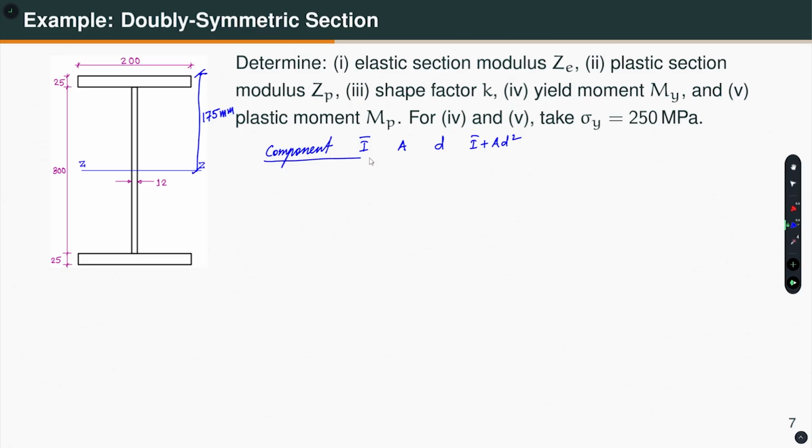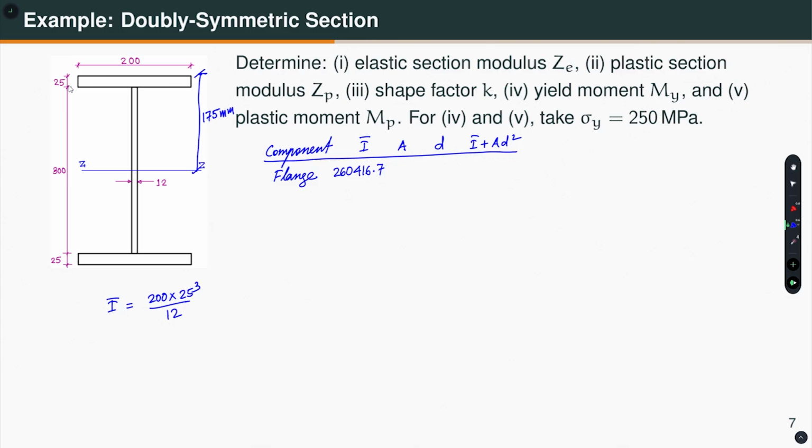So, if I do it in a tabular form like this, so let us say first I do it for the flange. Okay. So, I am looking at this flange, let us say, right. So, what is I bar? I bar for this flange, I will write it here, so that I can write down the final number there. I bar is equal to B D cube by 12. So, 200 into 25 cube divided by 12, right. So, that number is equal to 260,416.7.